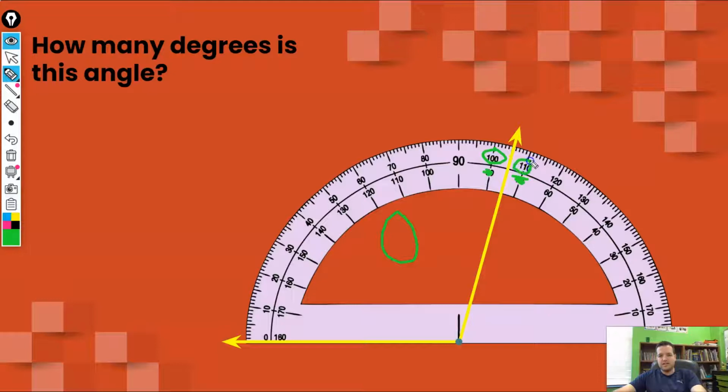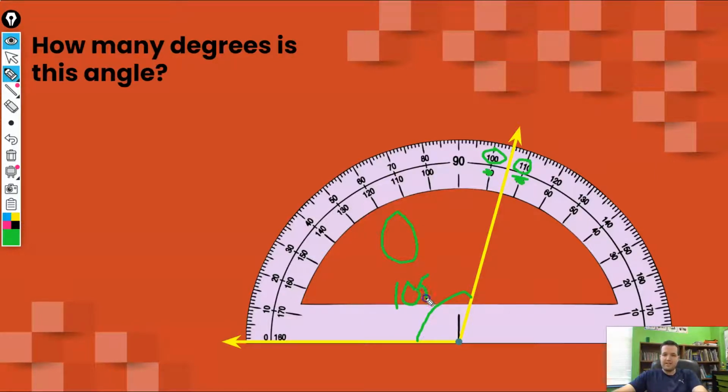Now here's my advice to you. You can start counting 0, 10, 20, 30, 40, 50, 60, 70, 80, 90, 100, and count the little tick marks 101, 102, 103, 104, 105, or just know that 105 is halfway in between 100 and 110, right? So from here to here is 105 degrees.